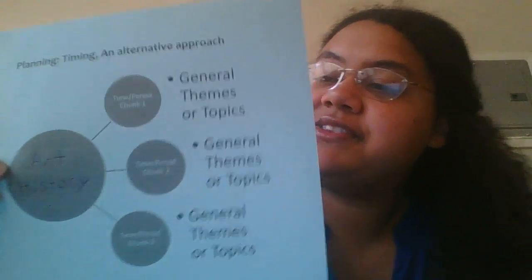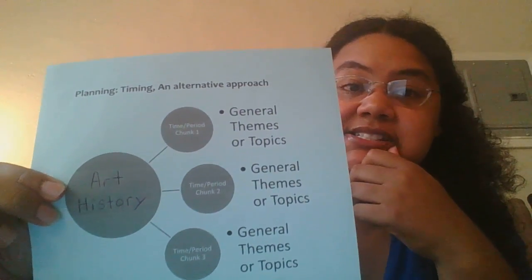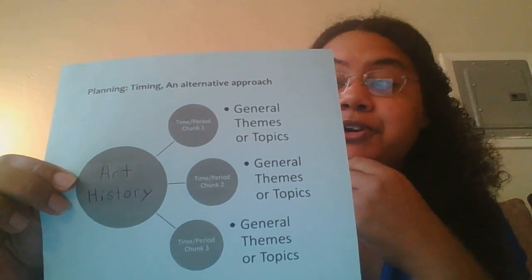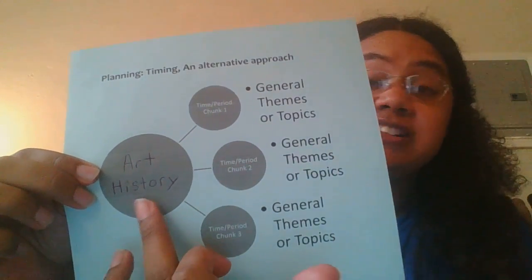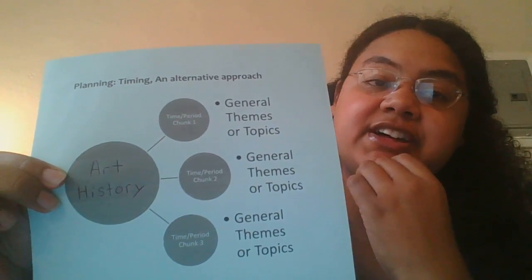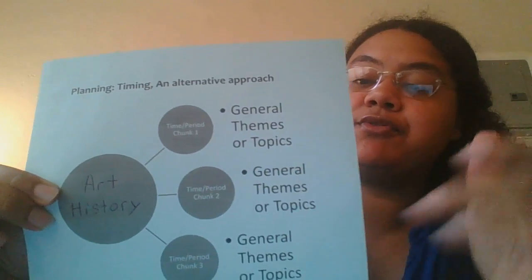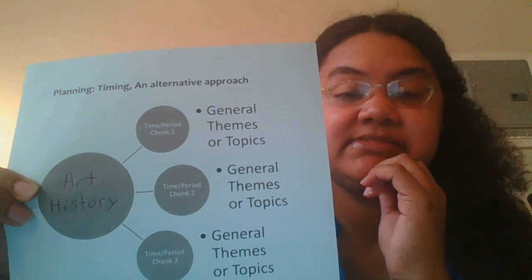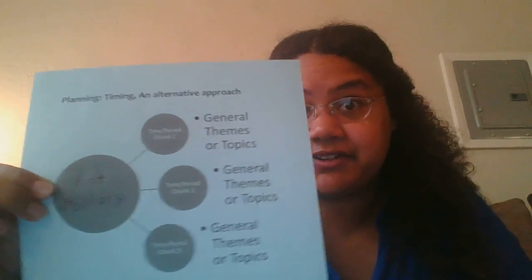Since we do all learn differently, another example of the same concept would be for someone who speaks more in shapes rather than words. This might speak to them a little bit better. So, same class, art history. In these smaller circles, I would have the time period chunks, and then attached to each of those, I would have some of the themes and topics or ideas that I would want to cover.